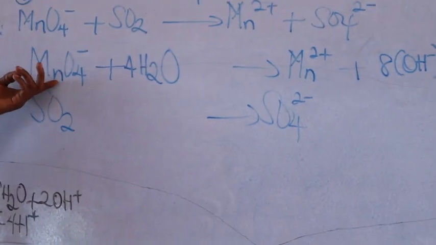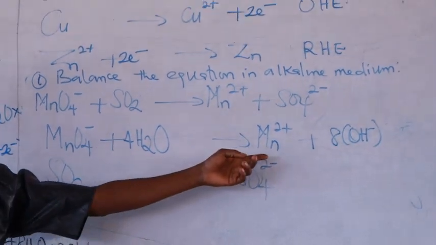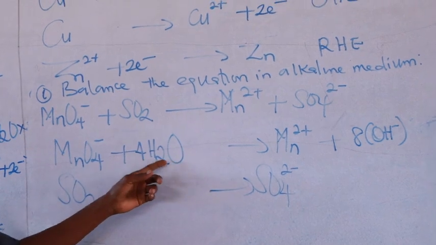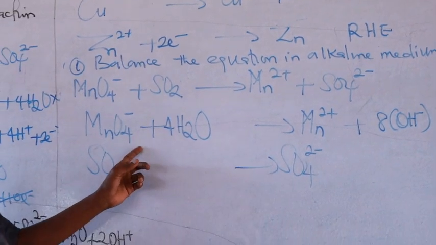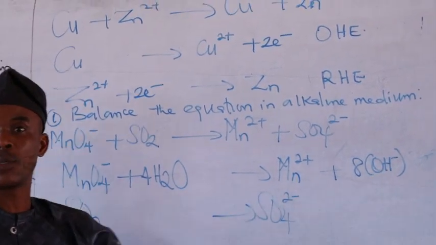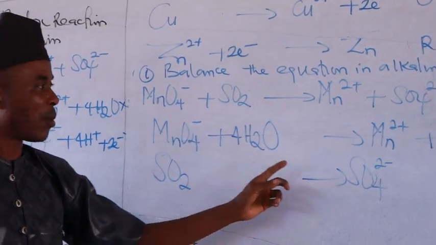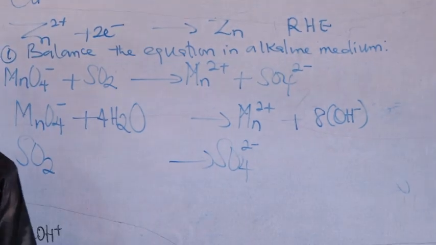Now we have 1 manganese, we have 1 manganese. We have 8 oxygen atoms, we have 8 oxygen atoms. Then we have 8 hydrogen, then you have 8 hydrogen.